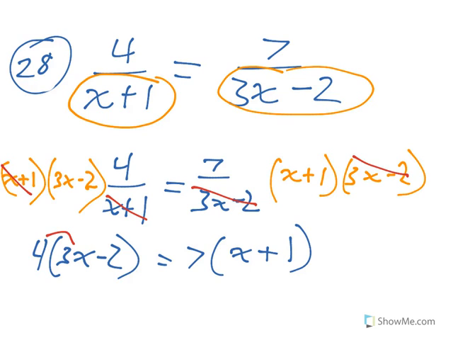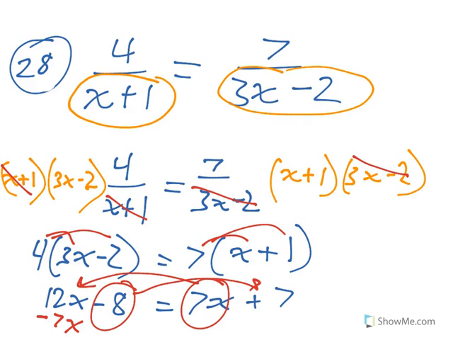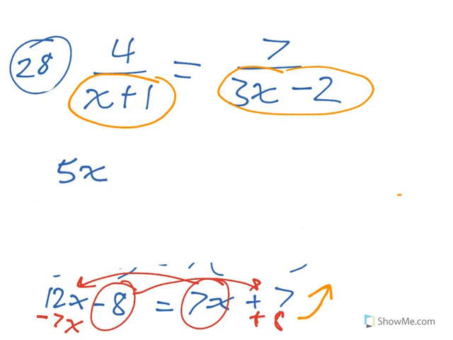And let's get rid of the parentheses. We have 12x minus 8 equals 7x plus 7. We combine our like terms, bring the 7x over here, and take the negative 8 and put it over there. The 7 becomes a negative 7, and the negative 8 becomes a positive 8. That leaves us with 5x equals 7 plus 8, 15. Therefore, x equals 3.